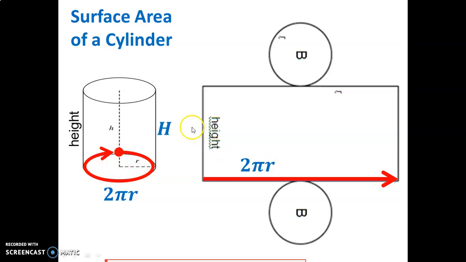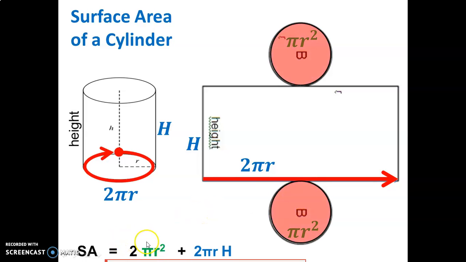So if that's 2 pi r, and there's our height here, then each of those circles is pi r squared. Then our entire surface area must be two bases, 2 times pi r squared, the two circles, plus this length, which is actually the circumference here, times the height. And that rectangle's area is 2 pi r times h. Very important formula. Write that down as well.